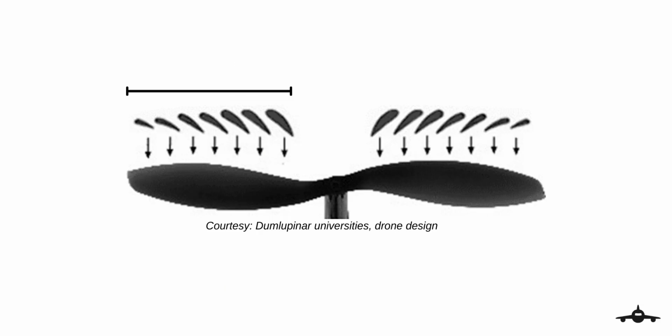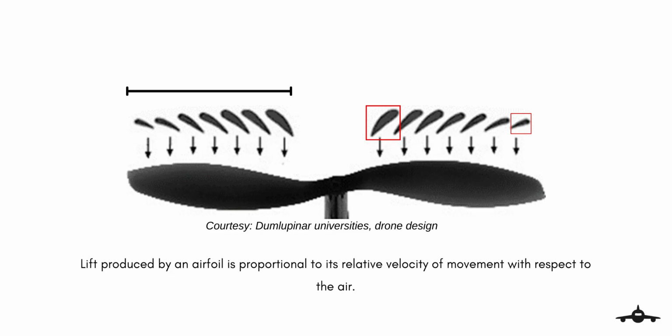If you look at a propeller like the one in the following figure, you can see that the torsion angle of each blade varies from the tips towards the center. It is smaller at the ends and more pronounced at the center. This shape adopted by the blades is due to the fact that the lift produced by an airfoil is proportional to its relative velocity of movement with respect to the air.